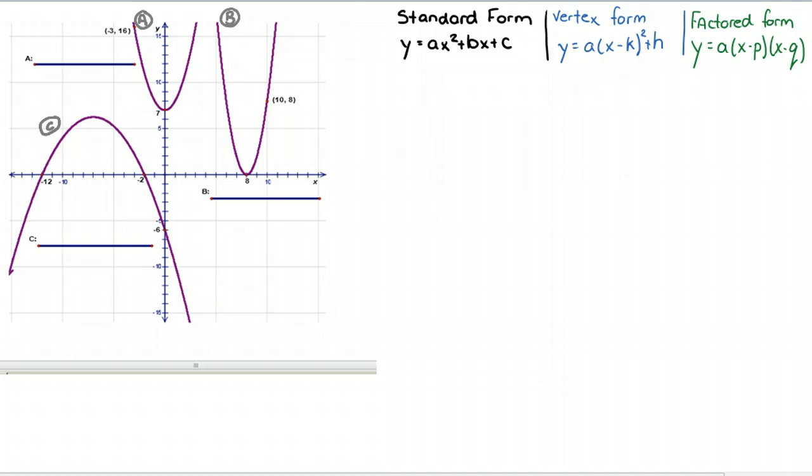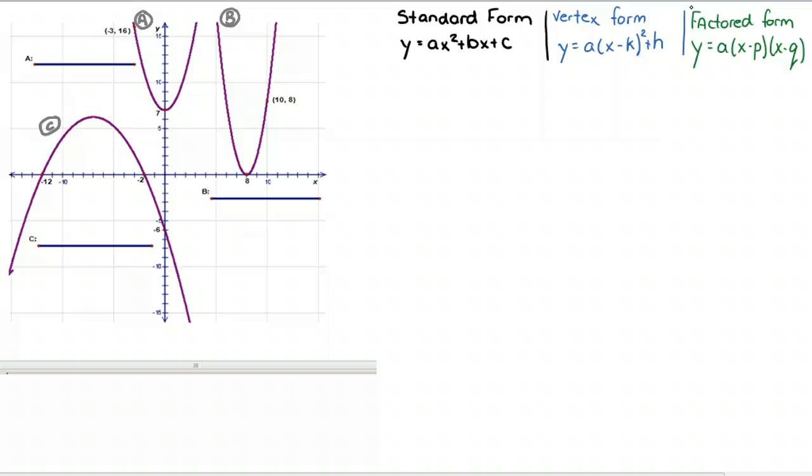What I've done before starting this is I've written out the 3 different forms we can represent a quadratic in, and that is standard form, vertex form, and factored form. The key thing about this problem, or whenever working with quadratics, is picking the form that works best for you. What defines that is what information is given to us.